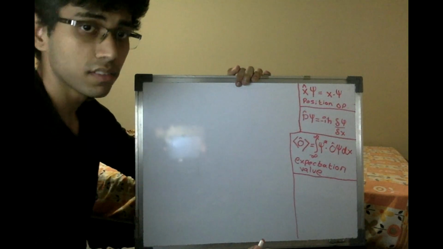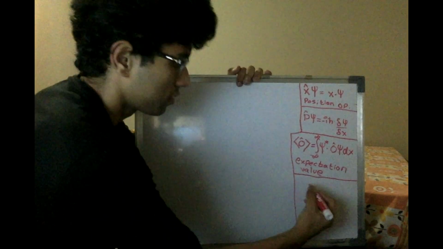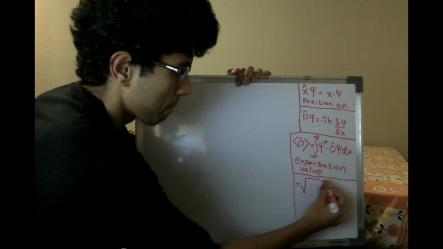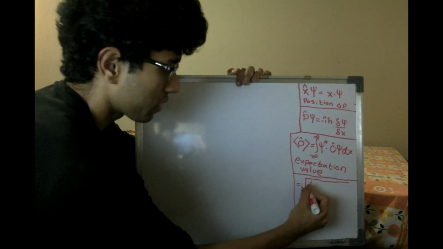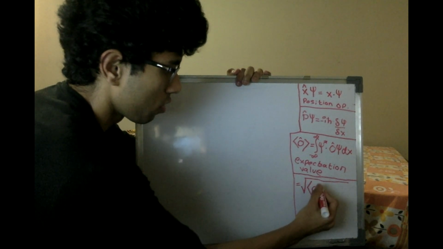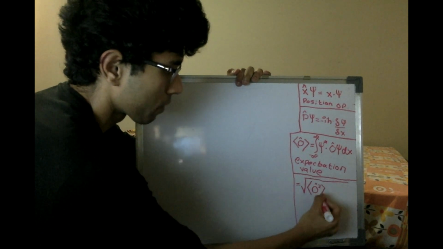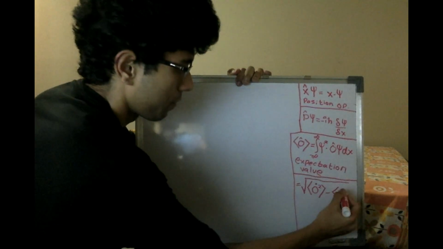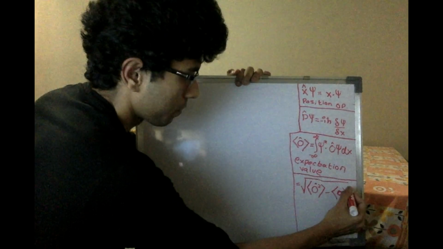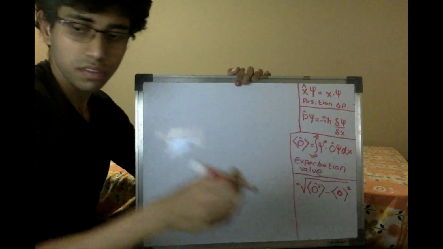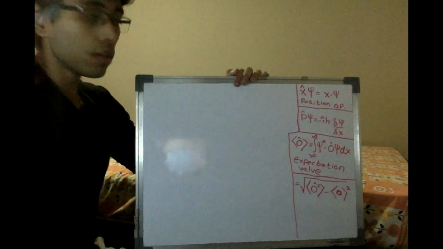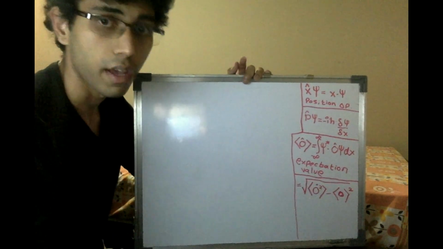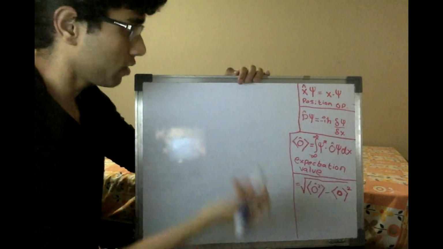And now let's also talk about uncertainty. When you have the expectation value, you have the uncertainty. And this is equal to the square root of the expectation value of O squared minus the expectation value of O, the whole thing squared. So let's see what this is all about. Now I have the momentum operator, I have the position operator, I have the wave function, which can be any function you like.